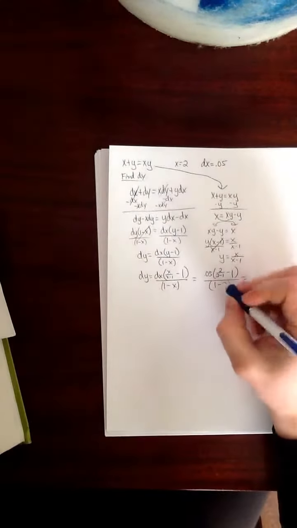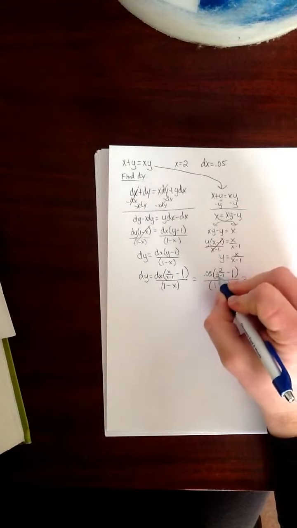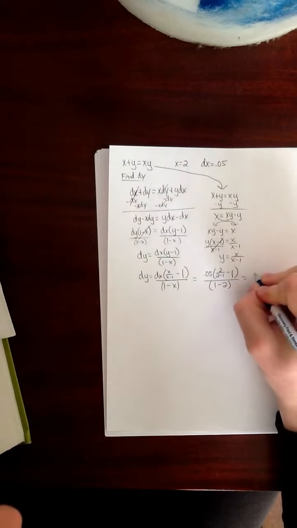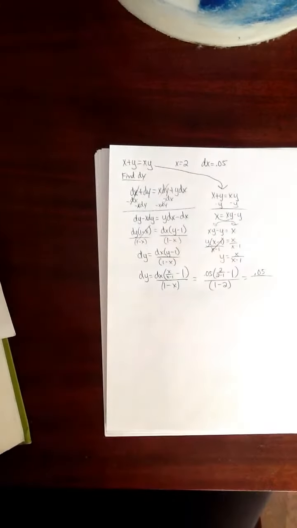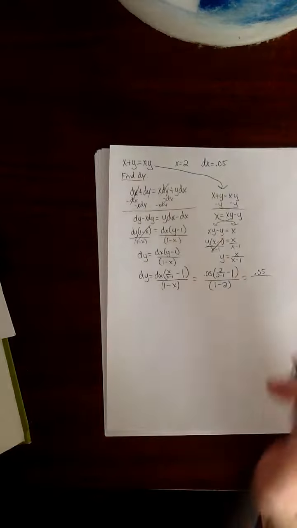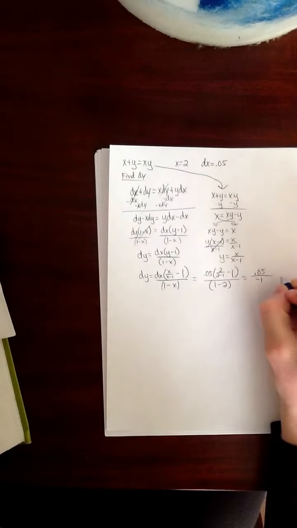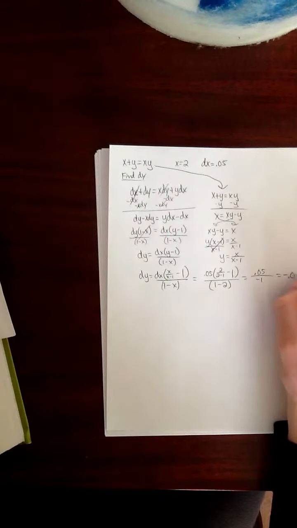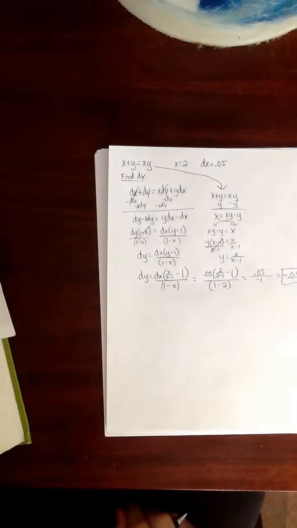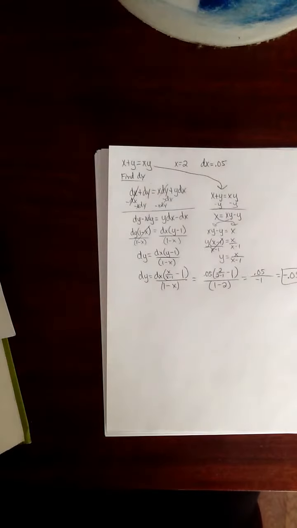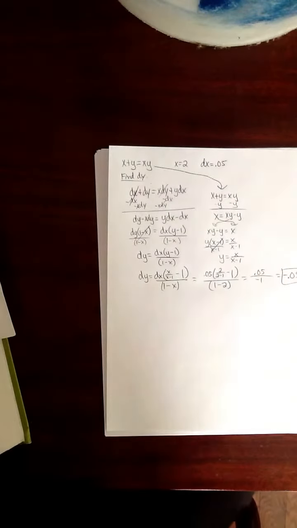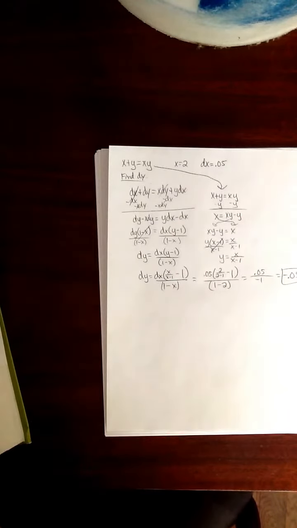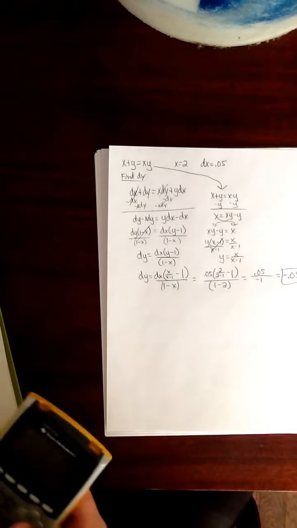Easy deal now, just clean this up here. 2 minus 1 is 1, 2 over 1 is 2, 2 minus 1 is 1, so on top I have 0.05. And on the bottom, 1 minus 2 is negative 1. So my answer then, my change in y, is negative 0.05. Wasn't that fun? Hopefully you're getting the idea, seeing that this is just pretty easy.